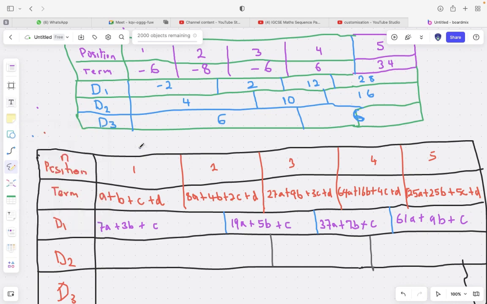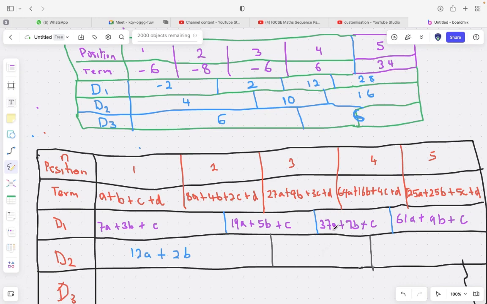Okay. Now let's take a look at 19a minus 7a. 19 minus 7, you get 12, so we get 12a. 5b minus 3b, you get 2b. C minus c is 0. This c minus this c is 0, so you don't need to write 0.